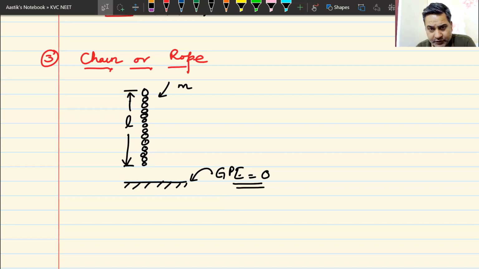I hope you have noted it down. Then I can again ask a similar question. Again, this question will come in the exam, so you must remember it. Now I have a chain or a rope, and this chain or the rope also has mass. Length of the chain or the rope is given as L. Mass of the chain or the rope is given as m. Now if I ask you, what is the gravitational potential energy of this chain or the rope? Straight chain, straight rope.